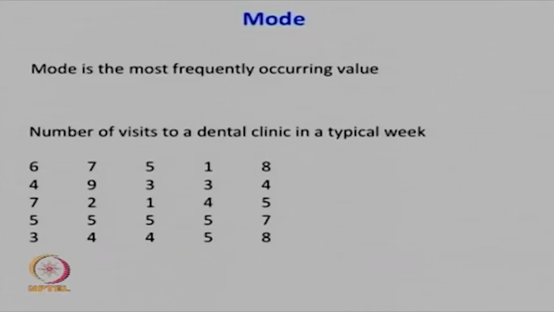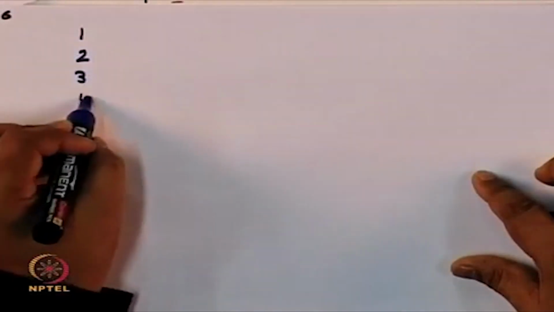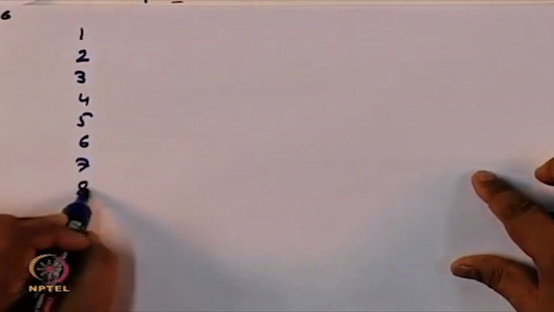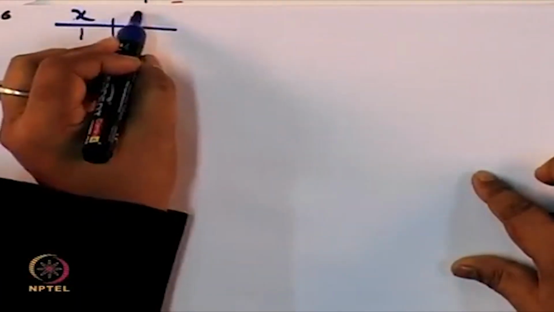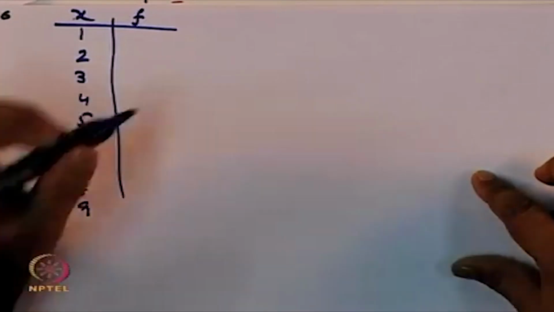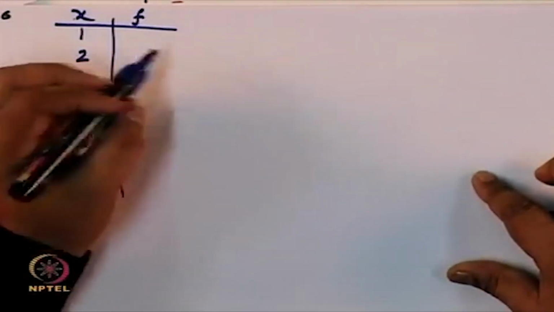Okay. The third metric we had discussed was the mode. So, mode is the most frequently occurring value, and this is, for example, the number of visits to a dental clinic in a typical week. This is the data. So, how do you calculate the mode? You first find out the frequency distribution. So, we can see that you have 1, 2, 3, 4, 5, 6, 7, 8, 9 as the values. So, this is x and this is my frequency f. So, I can see that for 1 I have 2.